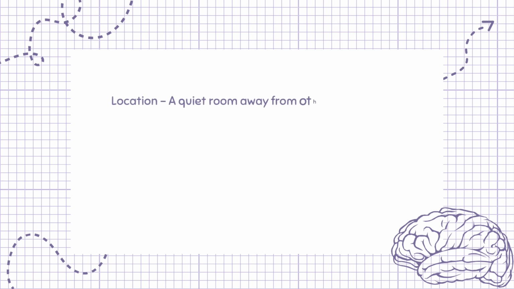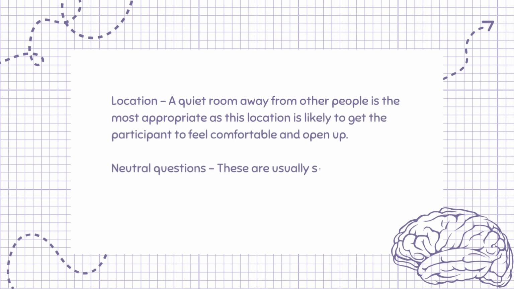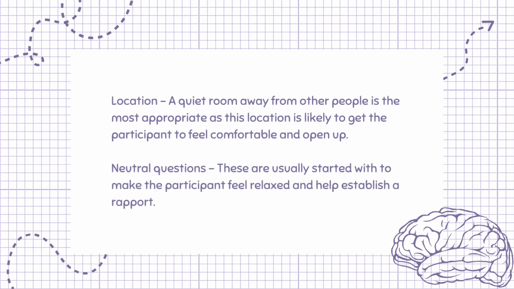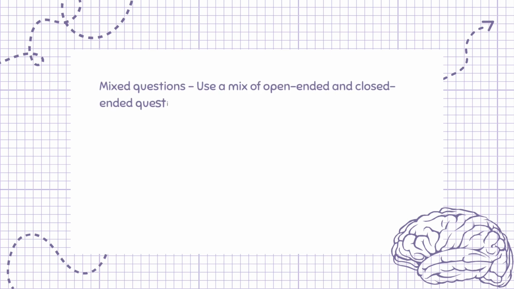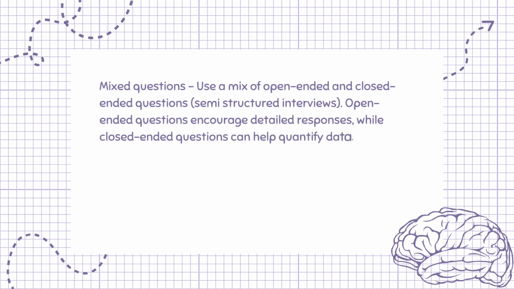Location. A quiet room away from other people is the most appropriate, as this location is likely to get the participant to feel comfortable and open up. Neutral questions. These are usually started with to make the participant feel relaxed and help establish a rapport. Mixed questions. Use a mix of open-ended and closed-ended questions, semi-structured interviews. Open-ended questions encourage detailed responses, while closed-ended questions can help quantify data.